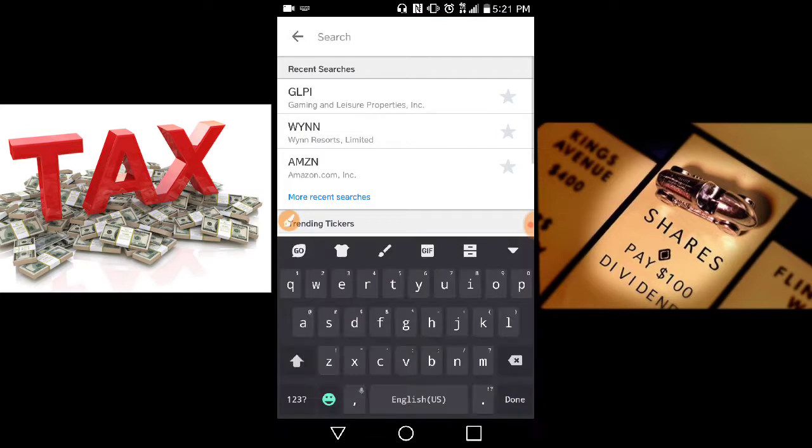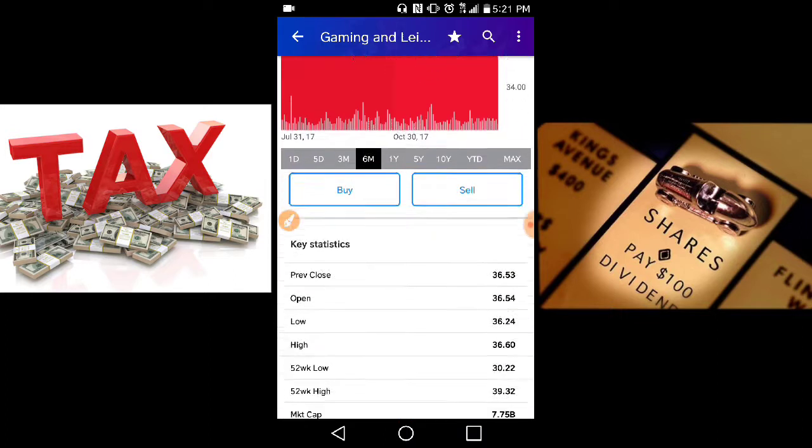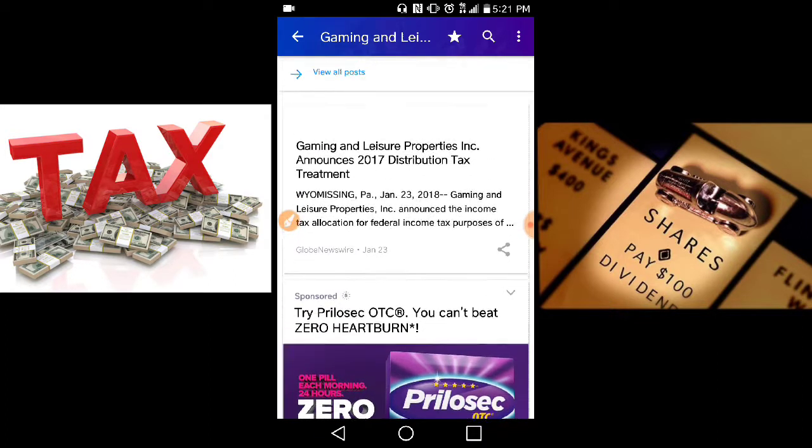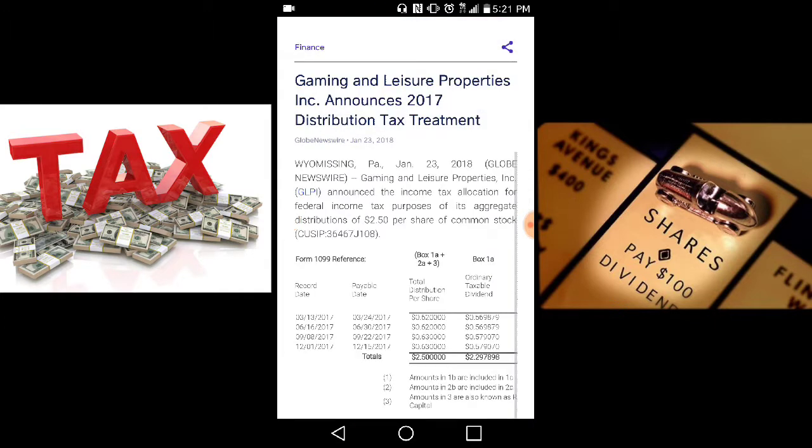So let's look at the largest REIT that I own, which is Gaming and Leisure Properties. So they just filed, if we go down to the news here, their 2017 tax distribution tax treatment.